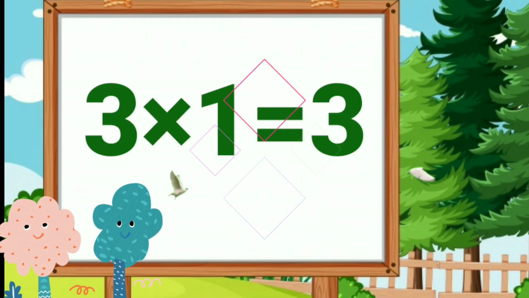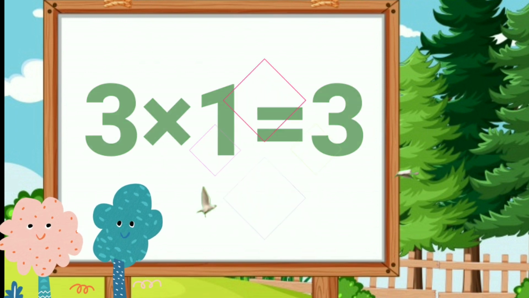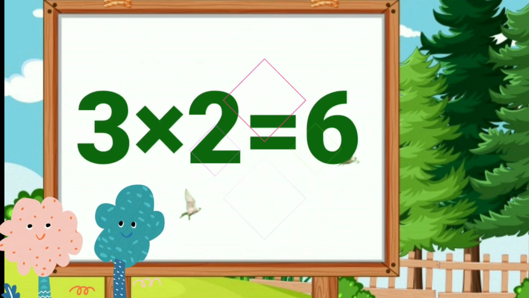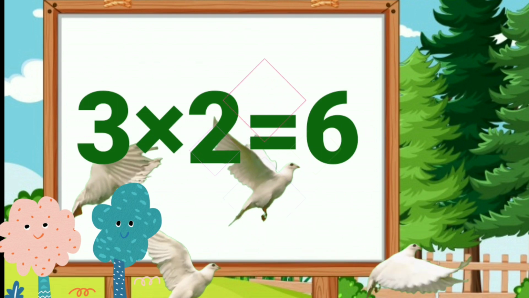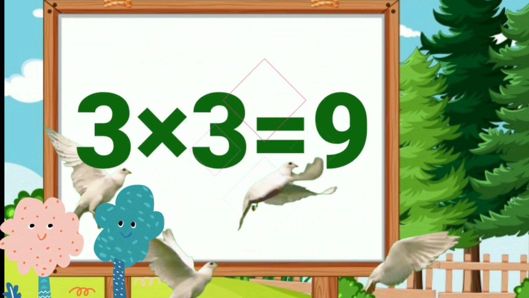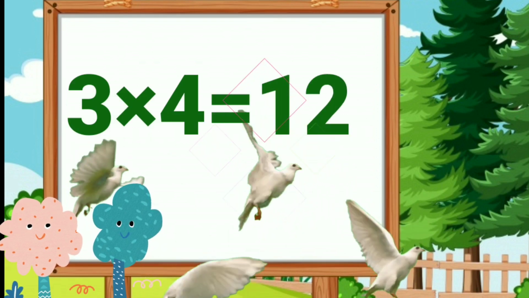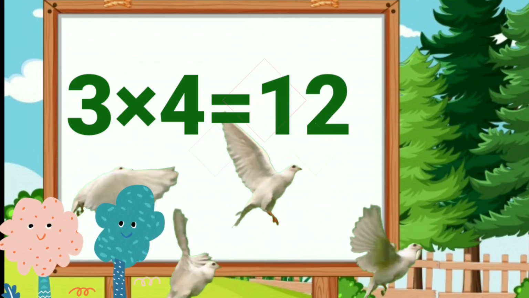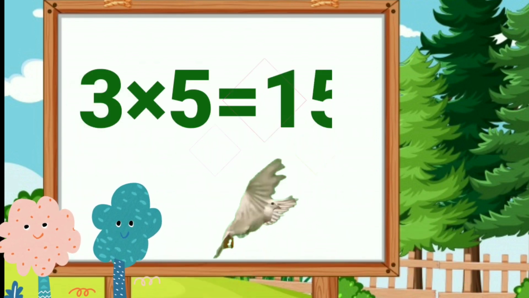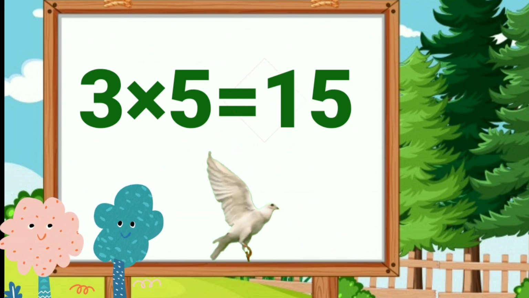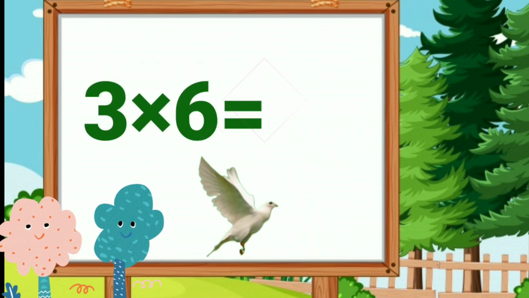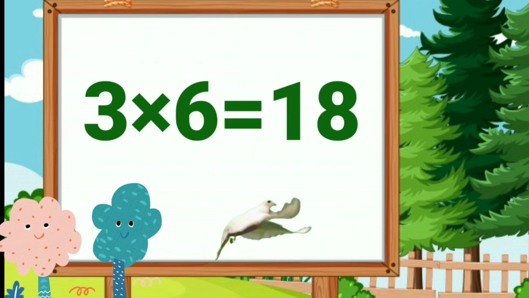Three ones are 3. 3 twos are 6. 3 threes are 9. 3 fours are 12. 3 fives are 15. 3 sixes are 18.